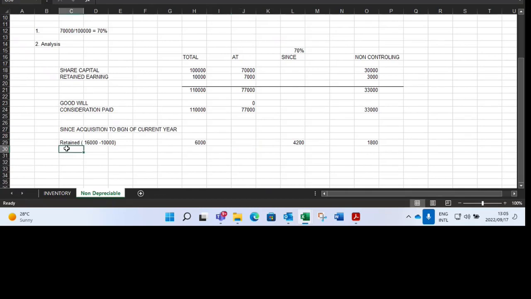Then we're gonna have a profit. The profit realized by the subsidiary at the end of the year, from the SCE, how much did he have? 21,000, sir. Do you agree, 21,000? Yes. Then 21,000 times 70% is 14,700. And the difference will be 6,300.